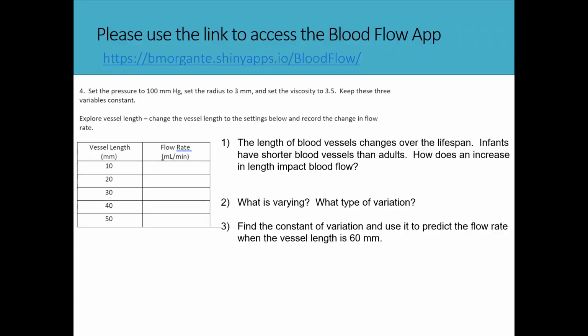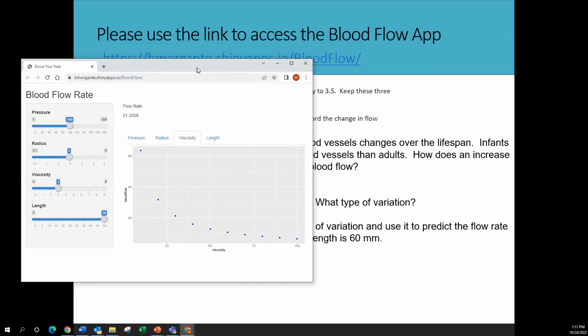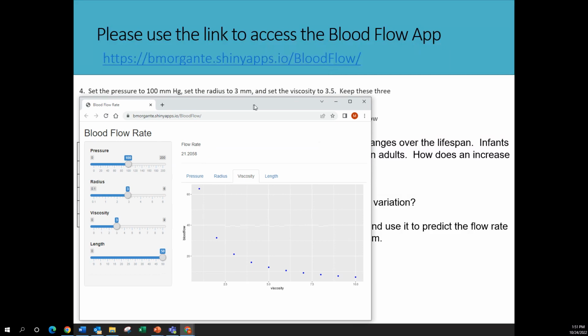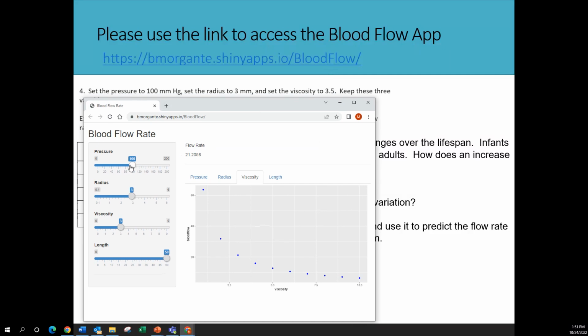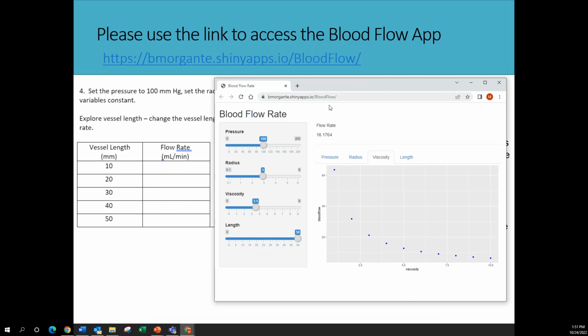In this video, we are again looking at the relationship between blood flow and, in this case, vessel length. And so we're going to use an app that has that relationship and allows us to collect some data. So here's my app. And at the beginning of this, it says set the pressure to 100, which I've already done. Radius to 3. Viscosity is supposed to be here at 3.5. And keep these 3 constant. All right, so got that.